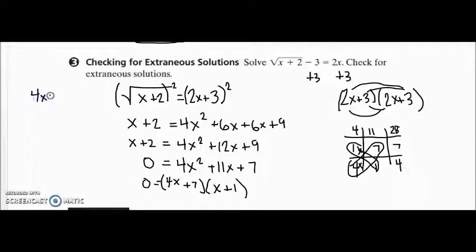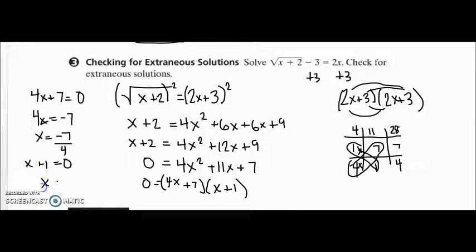We get 4x plus 7 equals 0. So 4x is negative 7 and x is negative 7 over 4. And then x plus 1 equals 0. So x is negative 1. Now we need to check for extraneous solutions. So we're going to stick both of these in there and see if they're actually true.